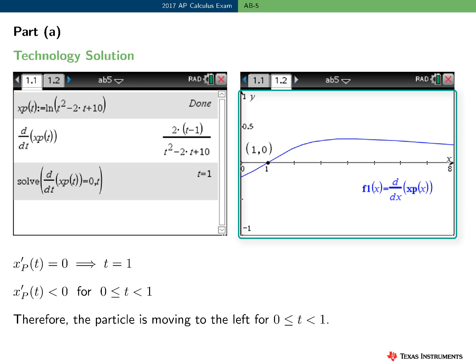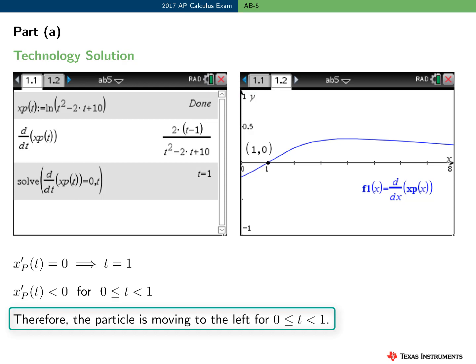Next, I graphed the velocity function of particle p. This isn't quite the same as a sign chart, but it's pretty easy to see where the velocity is negative. So the particle is moving to the left for 0 less than or equal to t less than 1.